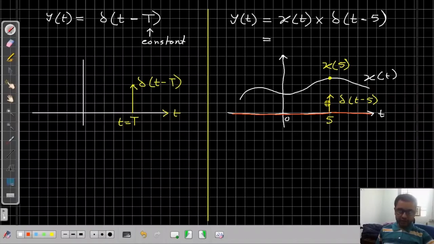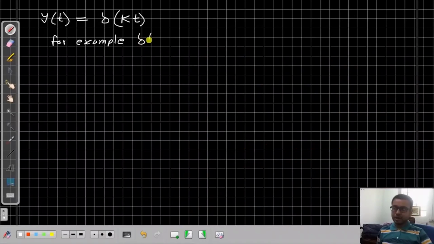At t equal to 5, the product y(t) will have some area under it, and the area under y(t) at or near t equals 5 will be delta of 2t. K is some constant, let that be 2. How will that signal look like?